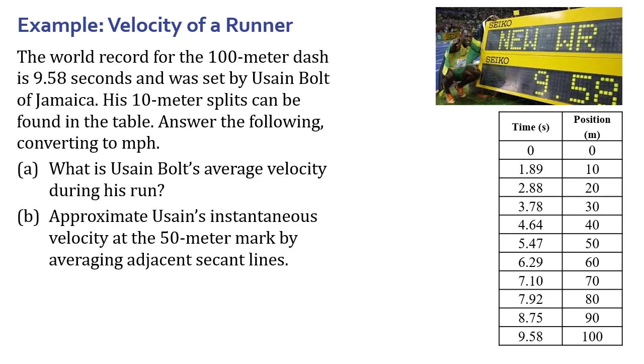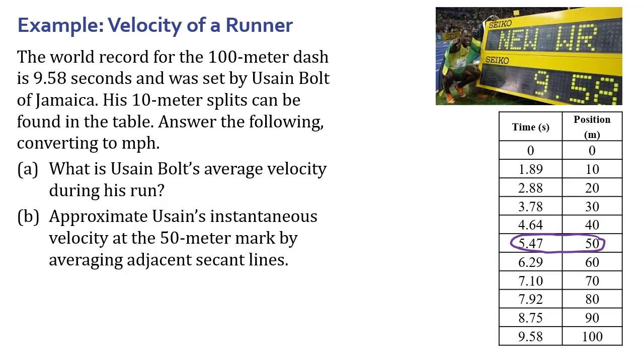Let's look at letter B. Approximate Usain's instantaneous velocity at the 50-meter mark by averaging adjacent secant lines. To find that instantaneous velocity, what it's asking for is the slope of the tangent line at the position of 50. So we're looking at he is right here: 5.47 seconds in at 50 meters.